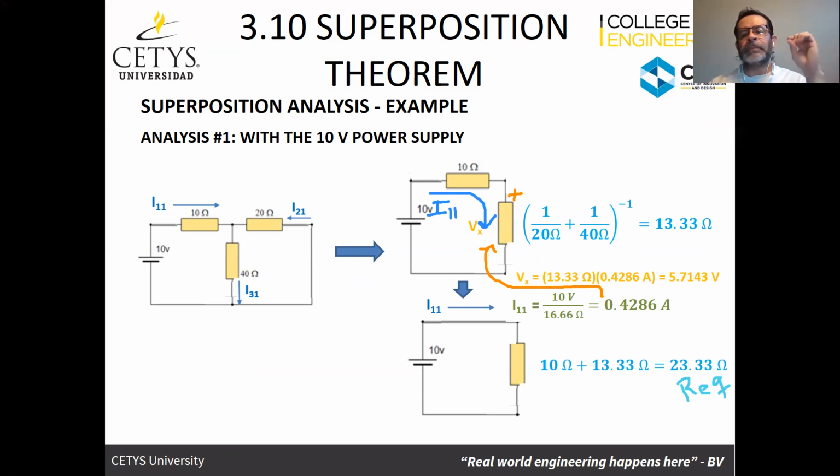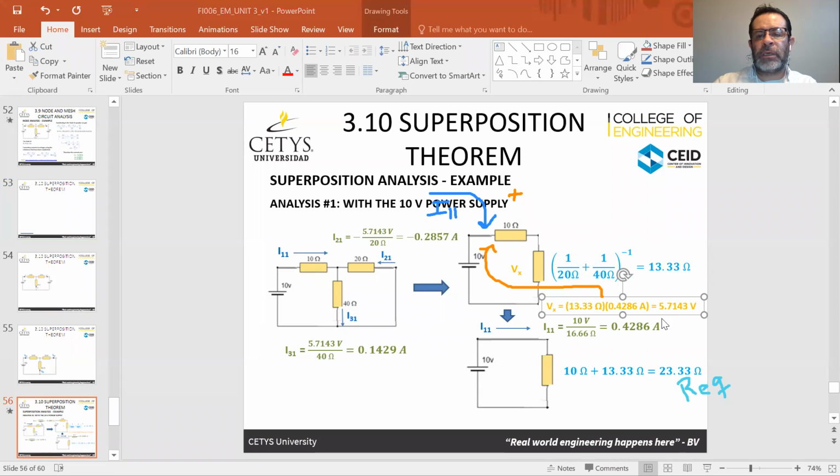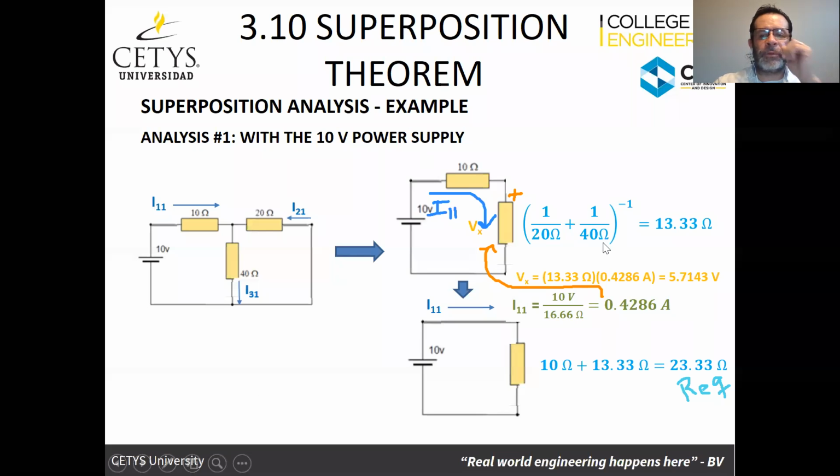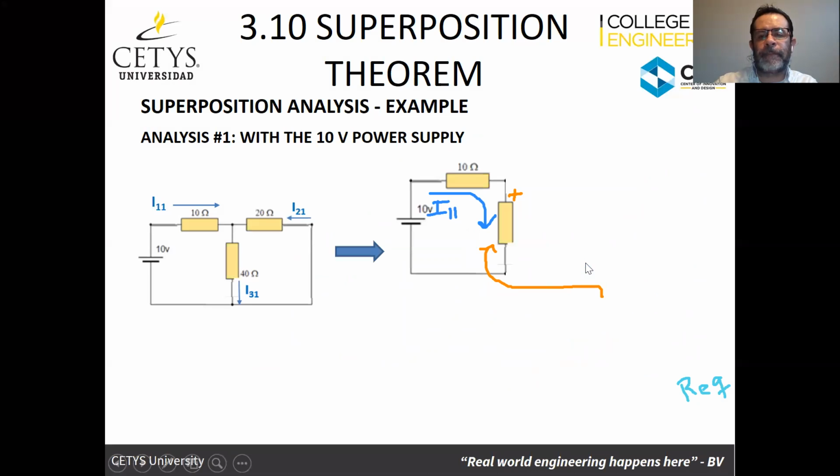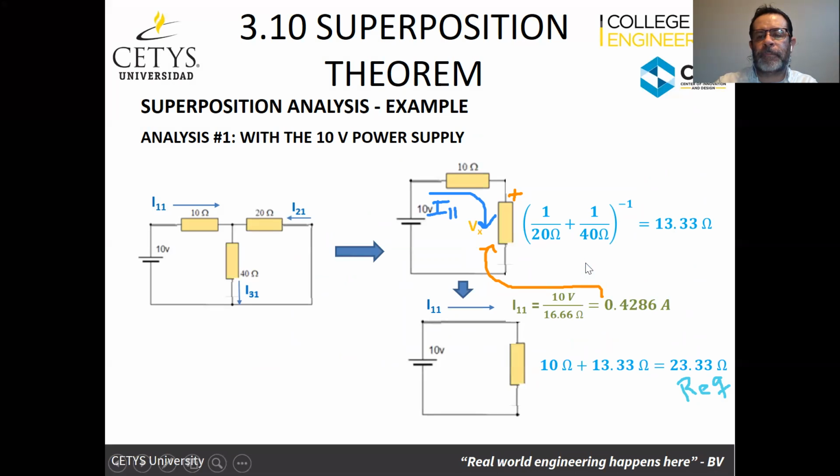Okay. So it's going to be the 13.33 ohms that we had up there. The 13.33 ohms, which is this resistor, multiplied by the current that we just found, this is going to give us 5.7143, which is going to be the voltage in this element here. Okay.